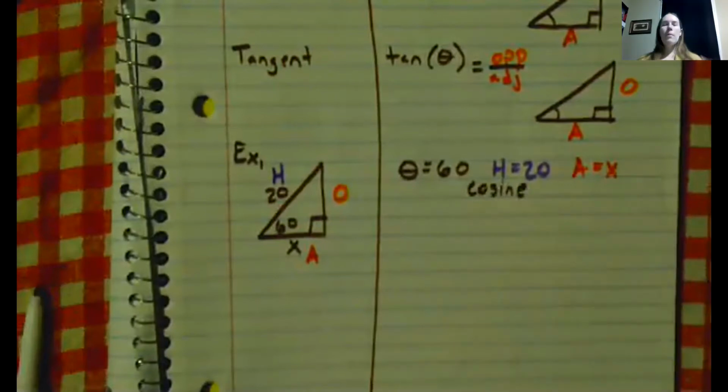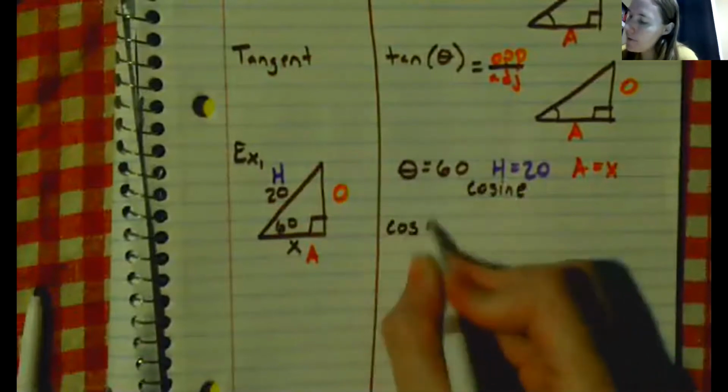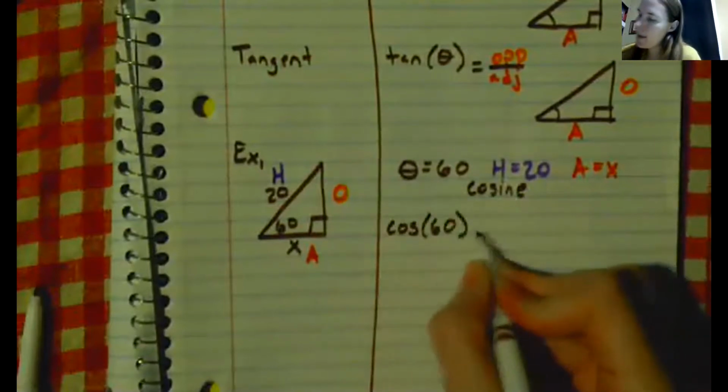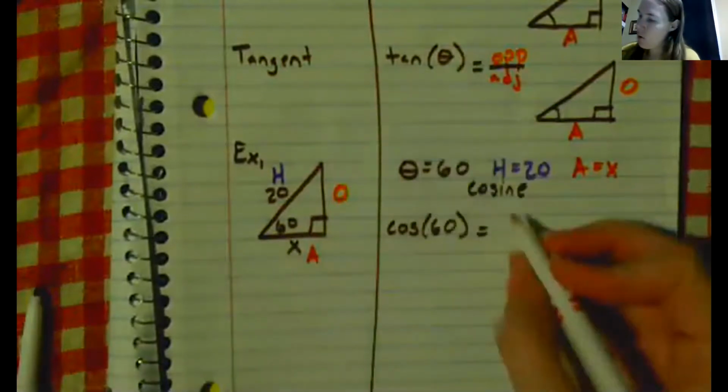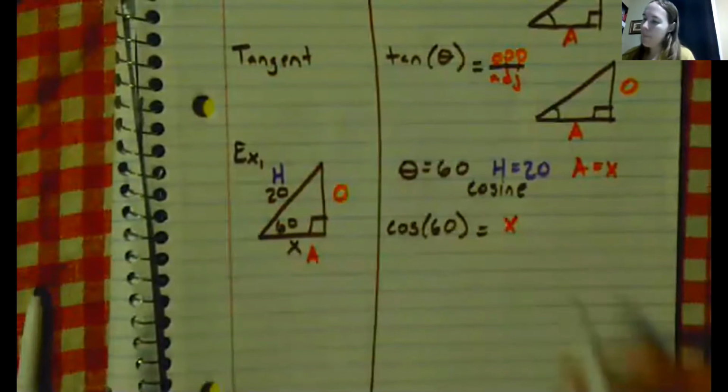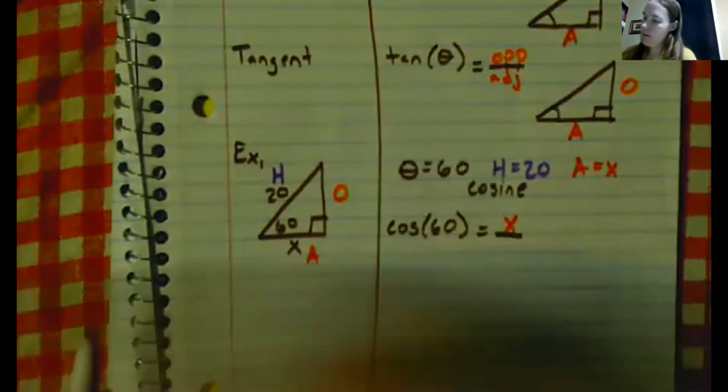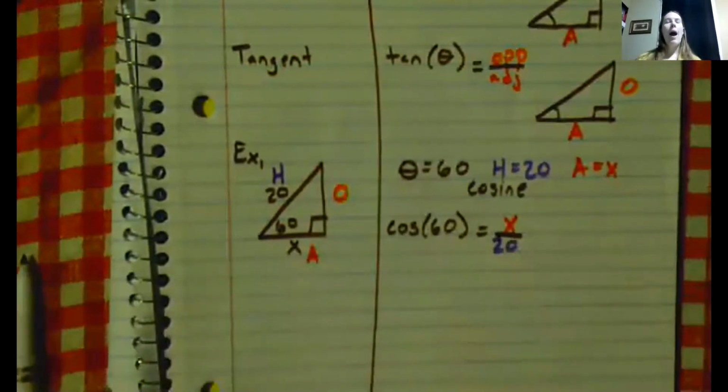So normally when we've done that, we've looked at the trig table, like, okay, cosine, there's 60, what does that equal? There's a way you can do this with your calculator. So I'm going to first set up my equation. I have my cosine of 60 equals, so cosine is adjacent over hypotenuse, so x over 20. So I want to know what cosine of 60 is.